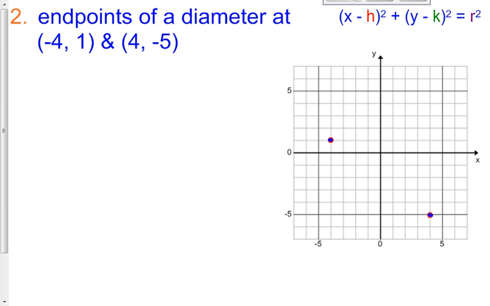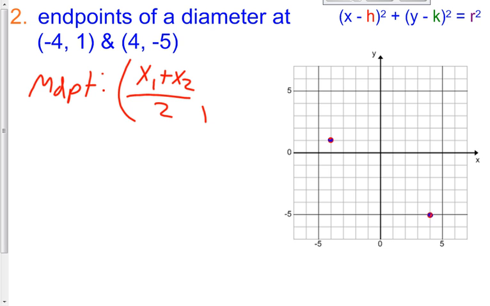So if we see 2 endpoints of a diameter, we know that the center is right in between them. It is the middle of those 2 points. It is the midpoint. Hopefully I made that obvious, that to find the center, we need to find the midpoint. So our midpoint is x1 plus x2 divided by 2.